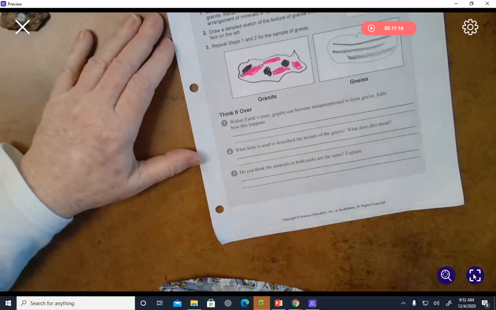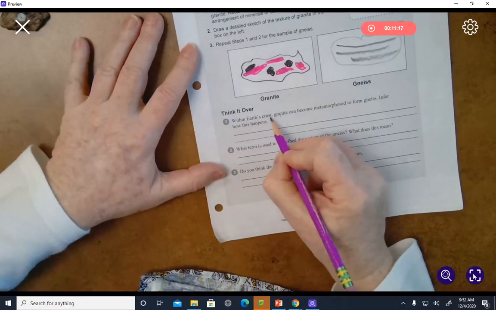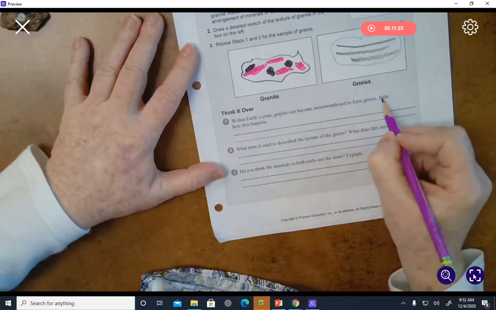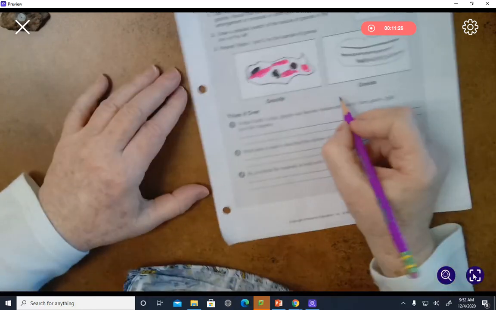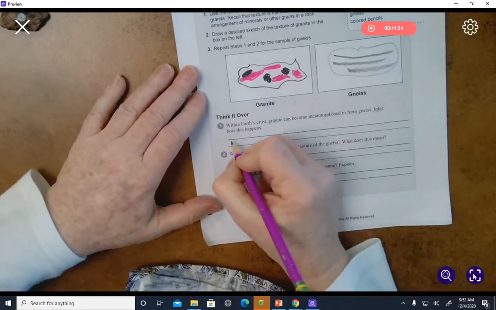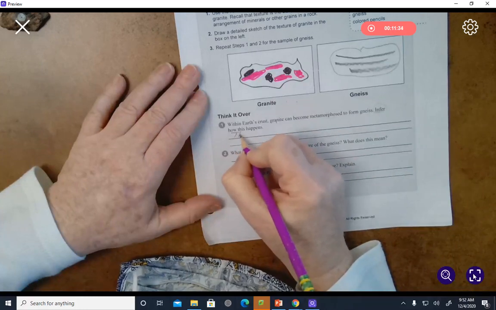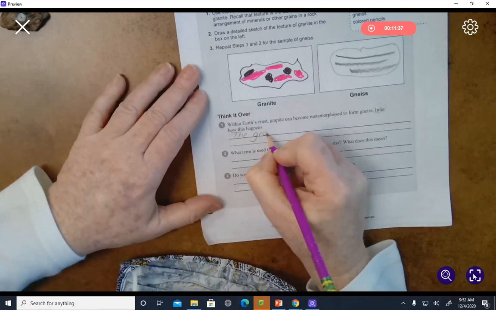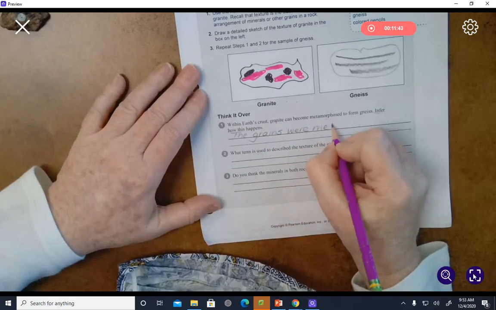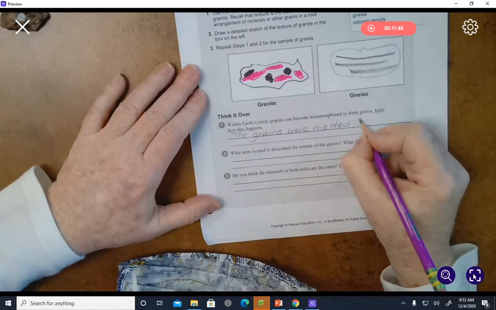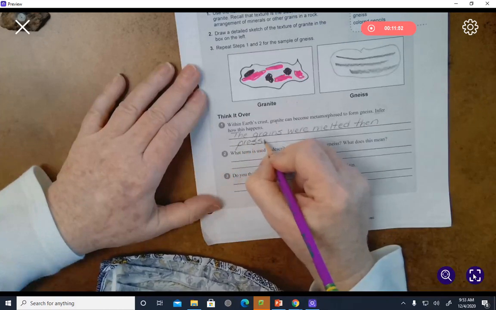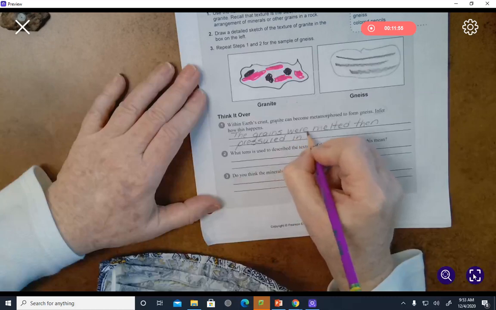So I have that, and it says, within Earth's crust, granite can become metamorphosed to form gneiss. Infer how this happens. Well, what do we know about metamorphic rock? So I think, or we could infer that the grains were melted, then let's use the word pressured into layers.